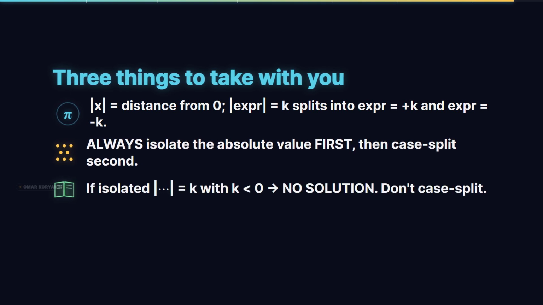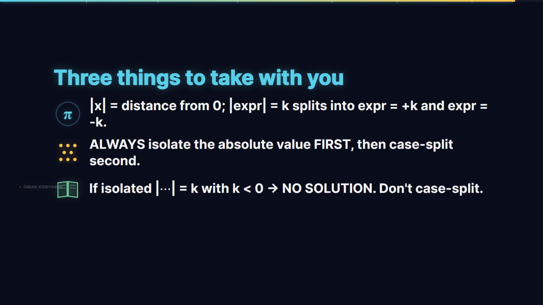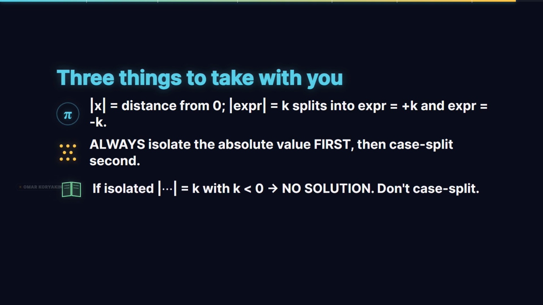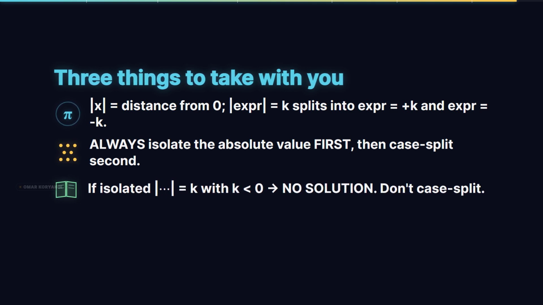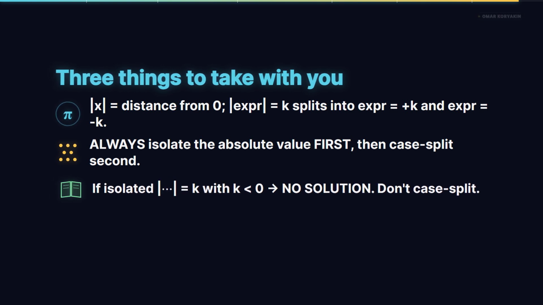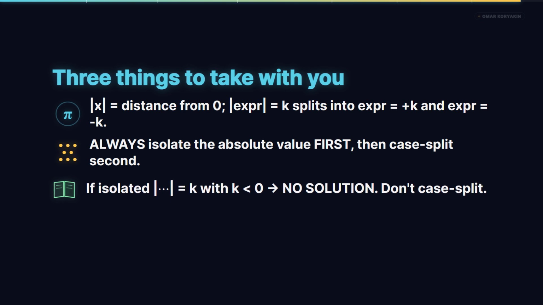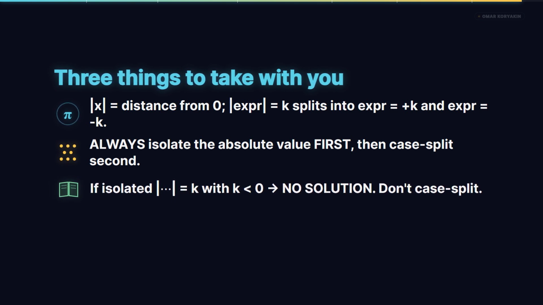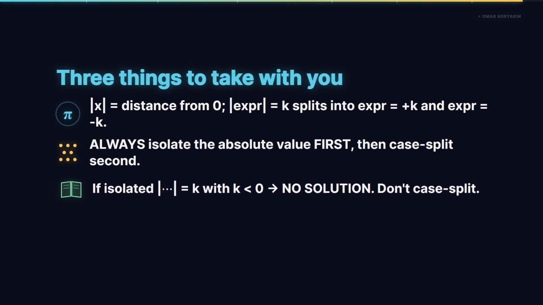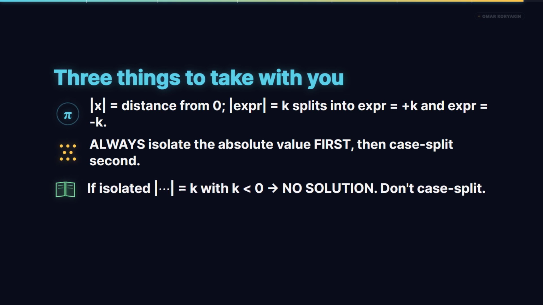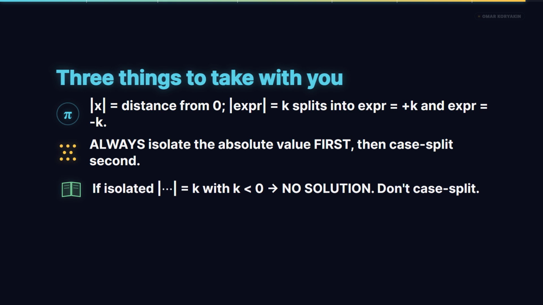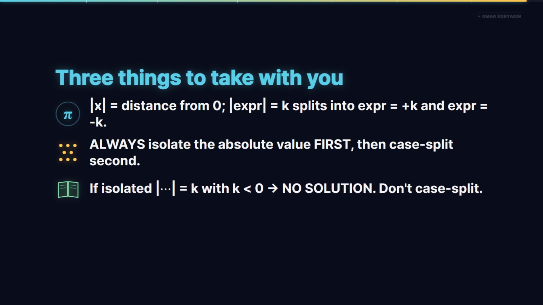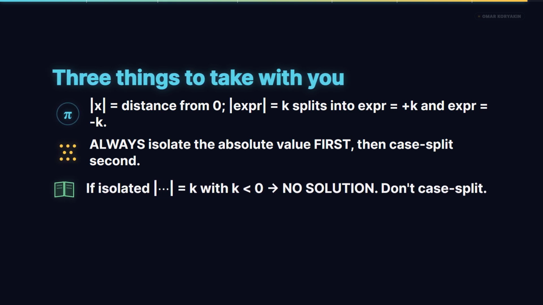Third, after isolation, check the sign of the right side. If it is positive, proceed with the case split as usual. If it is 0, the case split collapses to a single case with one solution. If it is negative, the equation has no real solution because absolute value is never negative, and you write no solution and stop without splitting. The sign check is fast and prevents the most common incomplete solving error on absolute value problems.